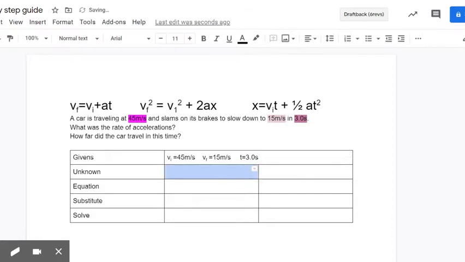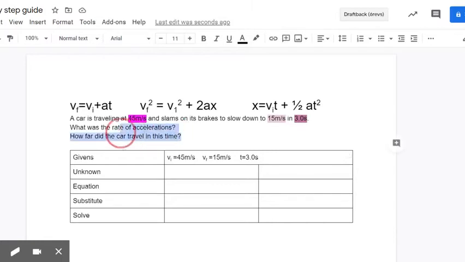Now, we've said this in class a few times, but it needs to be repeated. Every single equation we have has 4 variables in it. This one has VF, VI, A, and T. 4 variables. This one has VF, VI, A, and X. 4 variables. This one has X, VI, T, and A. The T shows up twice, but it's 4 variables. So if I have a 4 variable equation, I have to be able to find 3 of them. Otherwise, I cannot solve the equation.